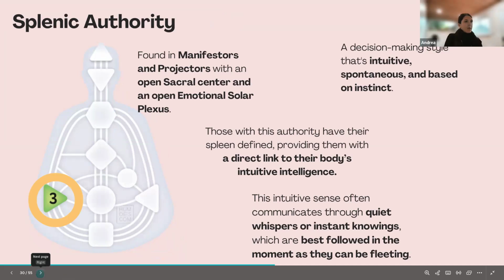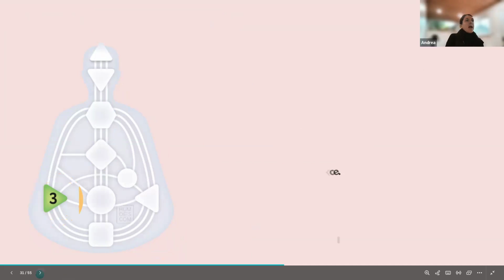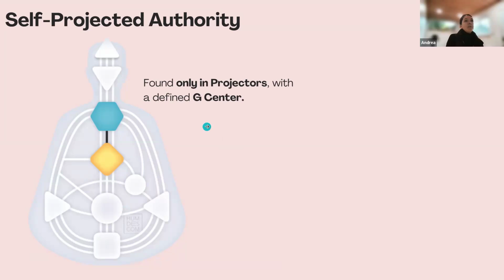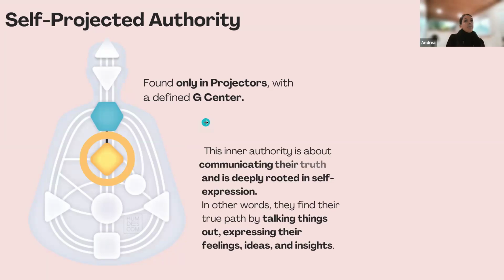Okay, and then next we have self-projected authority. This is found only in projectors with a defined G center. The G center is related to identity and self-direction, knowing who you are. And again, we can talk more about the centers at the end. This inner authority is about communicating their truth and is deeply rooted in self-expression.